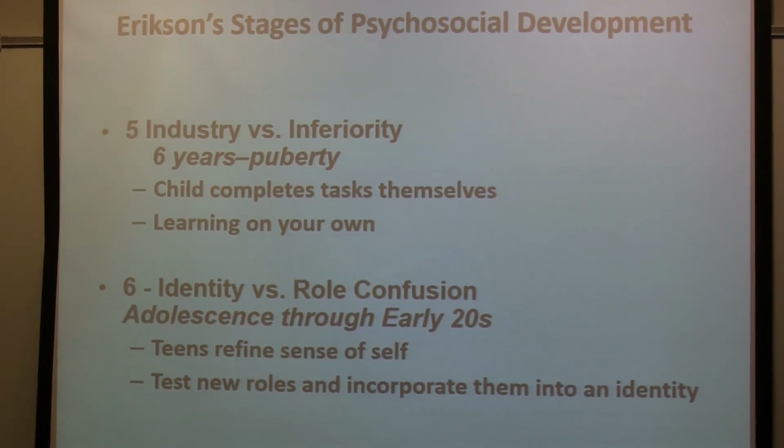The next stage is called identity versus role confusion. And this is adolescence through the early 20s. And we all know about adolescence, and here's when the adolescent begins to define their sense of self. They're looking for independence and autonomy, finding out, who am I? Who am I separate from my family? And they do a lot of testing of new roles and incorporating them into the identity that they're developing. Also, they take risks in this stage of development. And if an adolescent is not able to successfully master this particular stage, this particular crisis, as Erikson would say, of adolescence, then they get stuck.